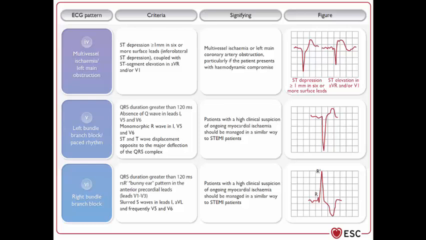suggestive of multivessel ischemia or left main obstruction, presence of left bundle branch block or paced rhythm using the Sgarbossa criteria to differentiate acute from chronic left bundle, and presence of right bundle branch block that may raise high clinical suspicion of ongoing myocardial ischemia that should be managed in a similar way to STEMI patients.